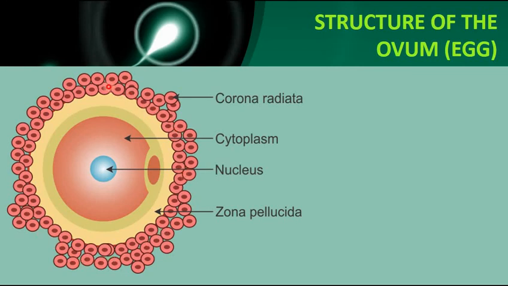We have the nucleus that contains the chromosomes that carry genetic information. Since this is also a haploid, it contains 23 chromosomes, just like the sperm cell. So these chromosomes are responsible for the transmission of inherited characters.